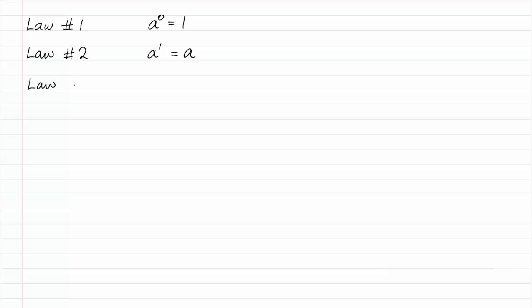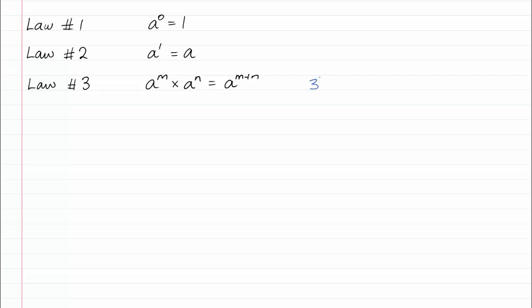Law number 3 gets a bit more interesting. a to the power of m times a to the power of n is equal to a to the power of m plus n. So I'm going to go through and give you examples to demonstrate why this is the case in each of them. So here's my first example. Note that this only works if the a's are equivalent, so if I had the same base.